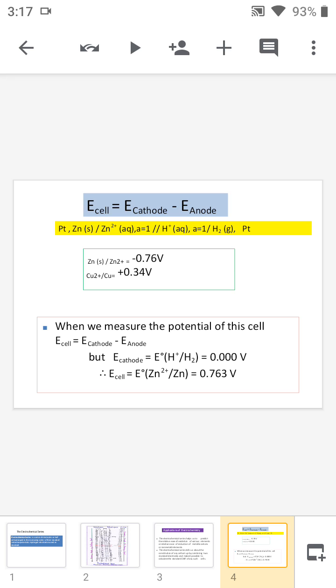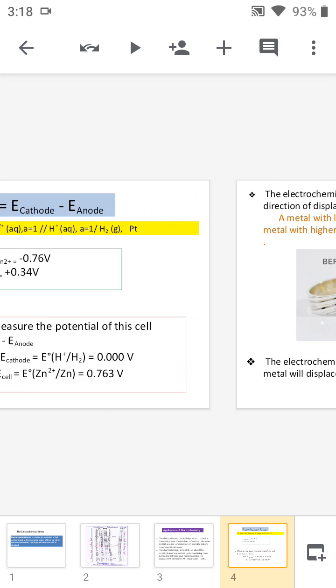So here the cathode is the copper. So instead of E cathode we have to substitute 0.34 minus E anode, which is the zinc. So minus of minus is plus. So 0.34 plus 0.76, the value is 1.1 volts. So this is the potential of a galvanic cell. So similarly, we can predict the potential of a half cell, or we can predict the potential of a cell.